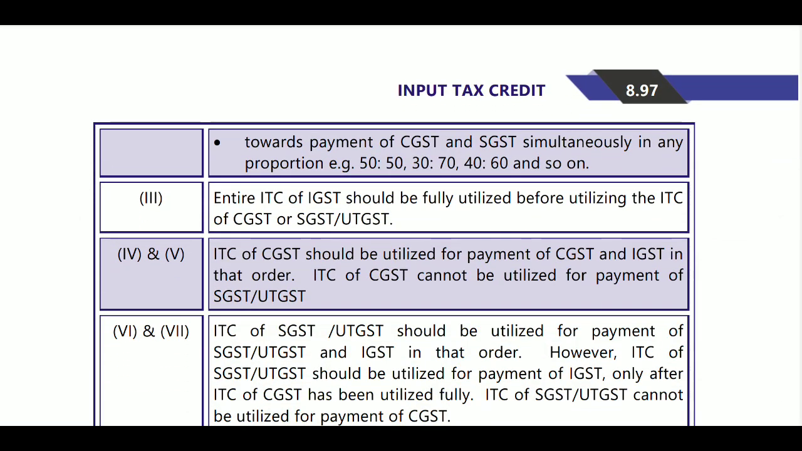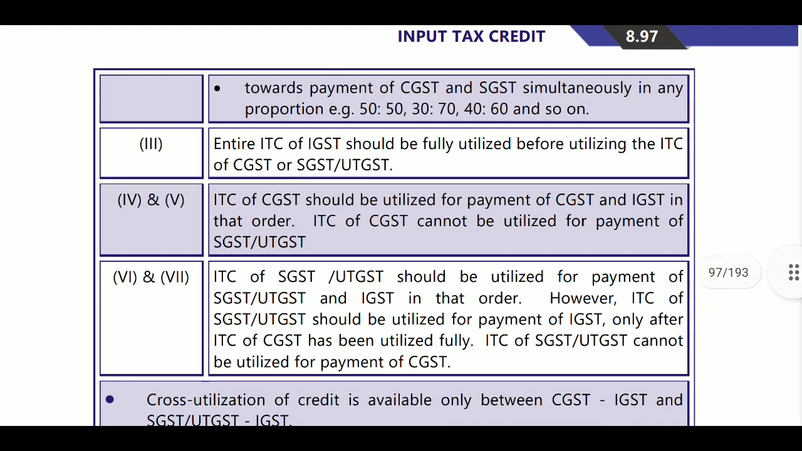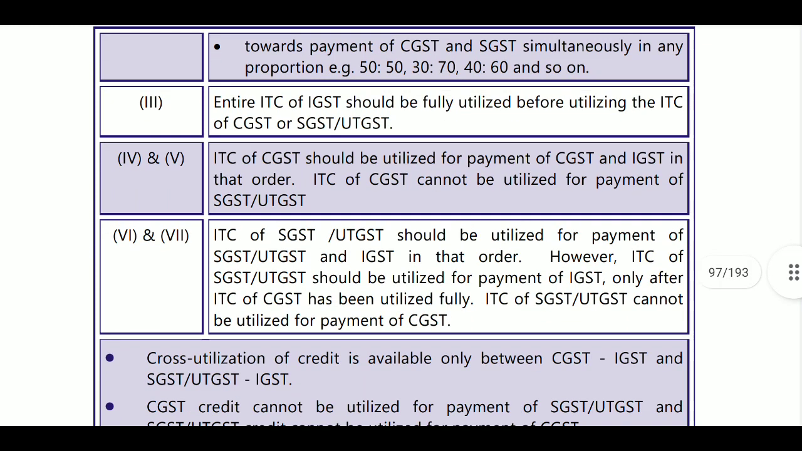Simultaneously, there may be any proportion you can use, that is 50:50, 30:70, whatever ratio you want you can use. ITC of IGST should be fully utilized before utilizing ITC of CGST or SGST, UTGST. ITC of CGST should be utilized for payment of CGST first and then IGST, in that order. ITC of IGST cannot be utilized for payment of SGST and UTGST.